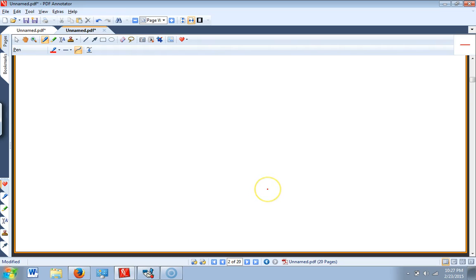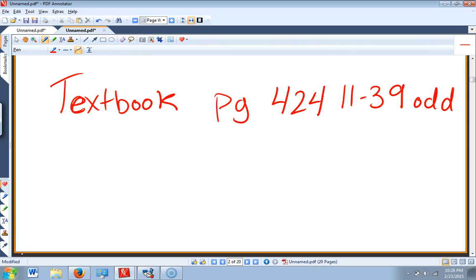Okay, so your assignment is... Okay, there's your assignment. It's in your textbook because the textbook gives perfectly good scientific notation problems on page 424, and you're just going to do 11 through 39 odds. So since I gave you the odds, the answers are in the back of the textbook, and you know how I feel about that. I want you to check your answers. I want you to figure out what you do and you do not know.